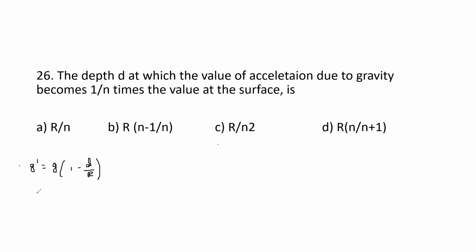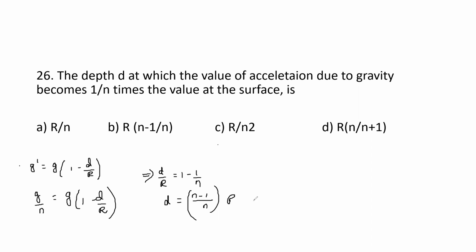Here they are saying that g dash is g divided by n, 1 by n times, that is equal to g into bracket 1 minus d divided by r. Therefore, we can write d by r is equal to 1 minus 1 divided by n, because g will get cancelled. After simplification, d is equal to n minus 1 by n into r.